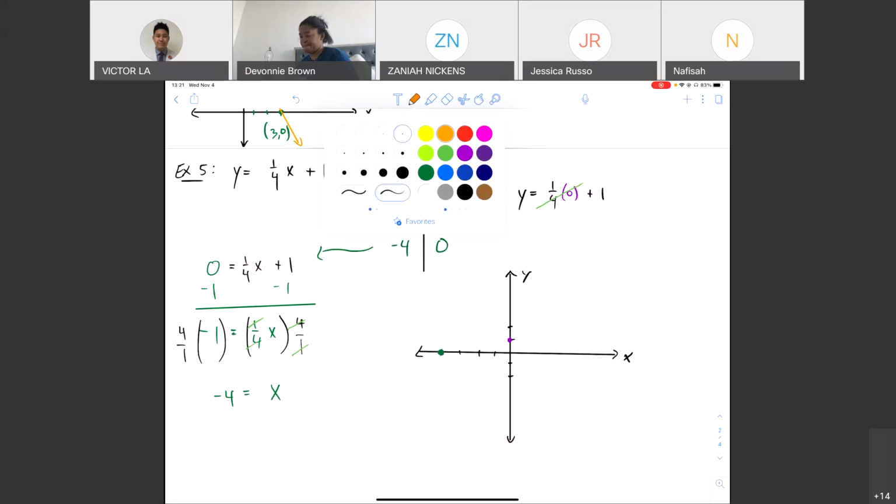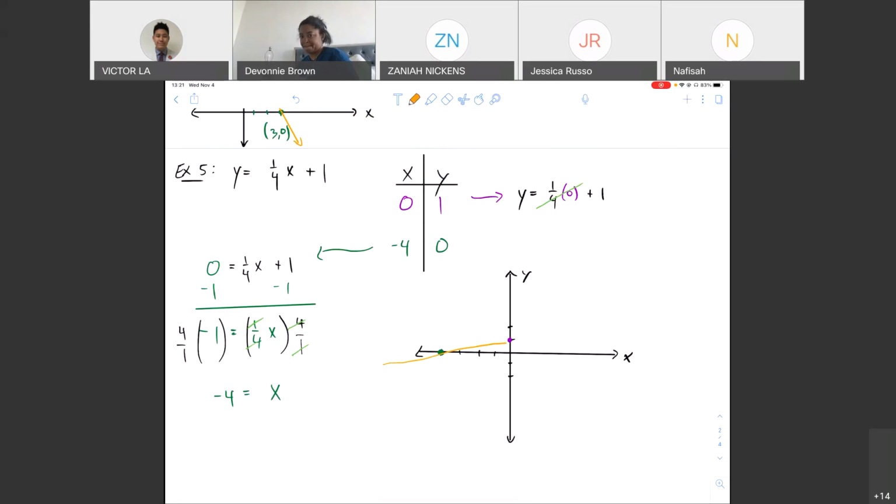And you can see that this particular line, it's quite steep. I'm sorry, shallow. There we go. It's like a ramp. Ramps are shallow. And again, this is your equation, y equals 1/4 x plus 1.